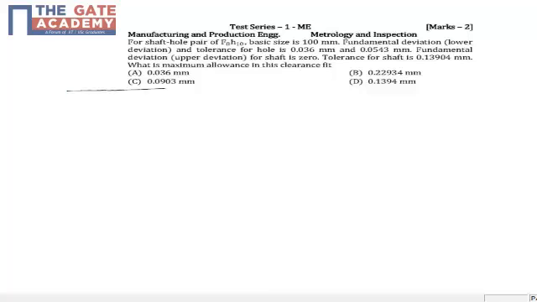Let's discuss a question from MPE, Manufacturing and Production Engineering. This is from Metrology. For the shaft hole pair of F8H10, you can say that this is a clearance fit, because capital F is for the hole and small h is for the shaft. So this gives you an idea that it's a clearance fit.